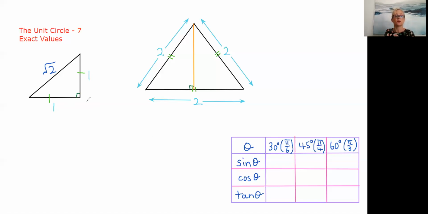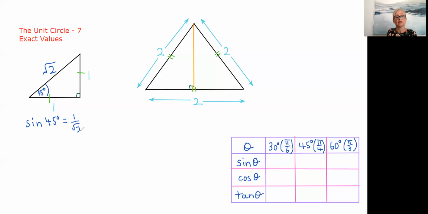We also know that because this is isosceles, this angle here and this angle here will both be the same. And because that's 90, and both of them are the same, they're both going to be 45 degrees. So it doesn't matter which one you're looking at. We might just look at this one.